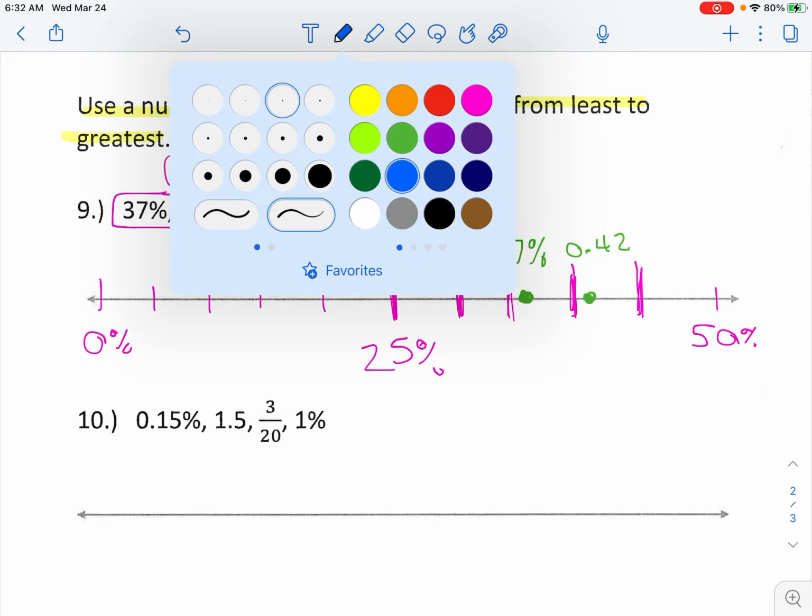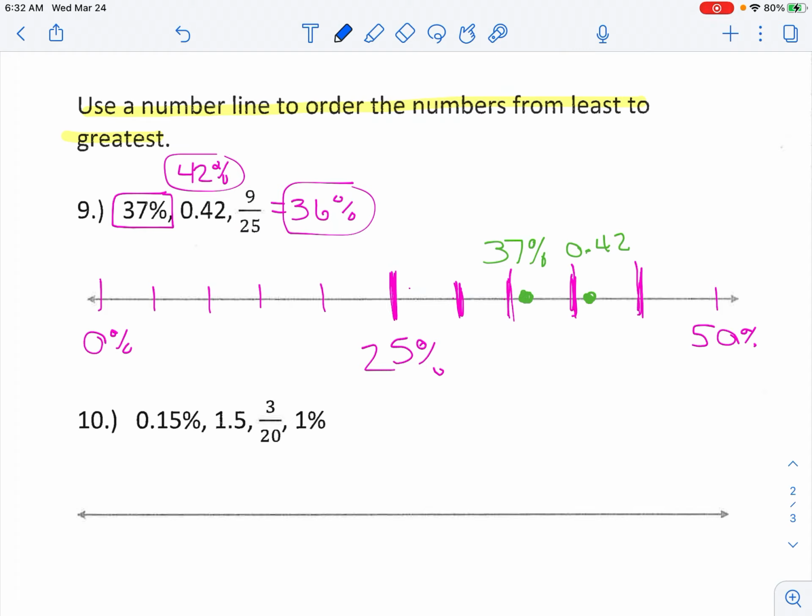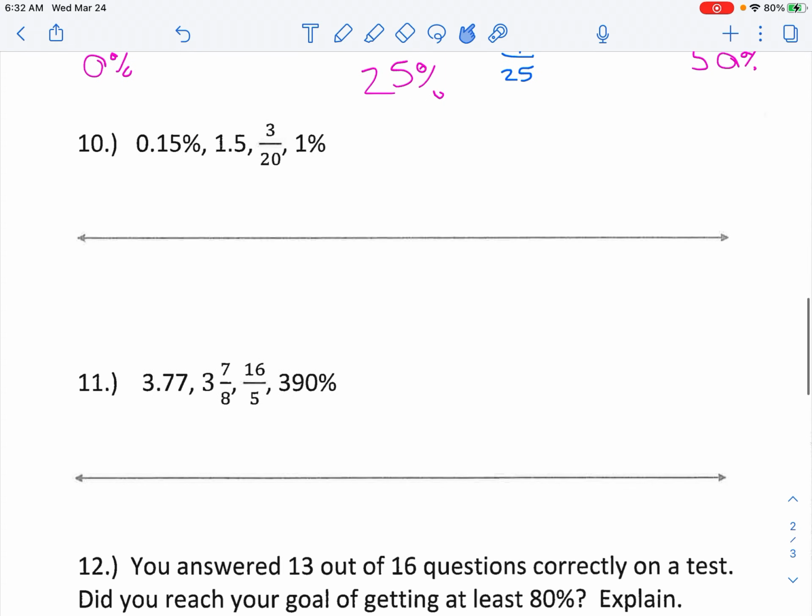So I'm actually going to choose a different color. I'll do blue. So those 2 points. 36% is going to come right after 35%. And that was 9/25. So that's the number that I have to label on my number line. And done. All right, so let's take a look at our next set of numbers.